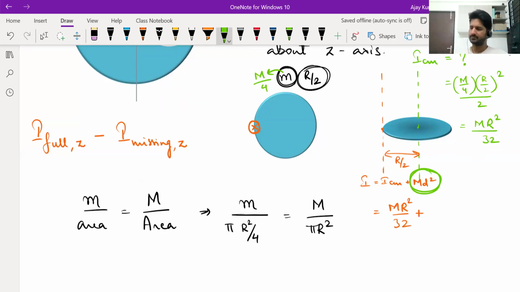Vanilla, you tell. What should we take in place of md square? mr square by 16. Good, very good, very good.